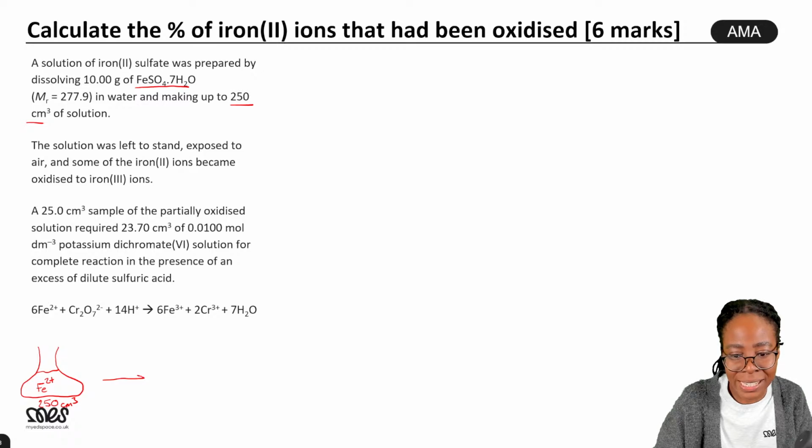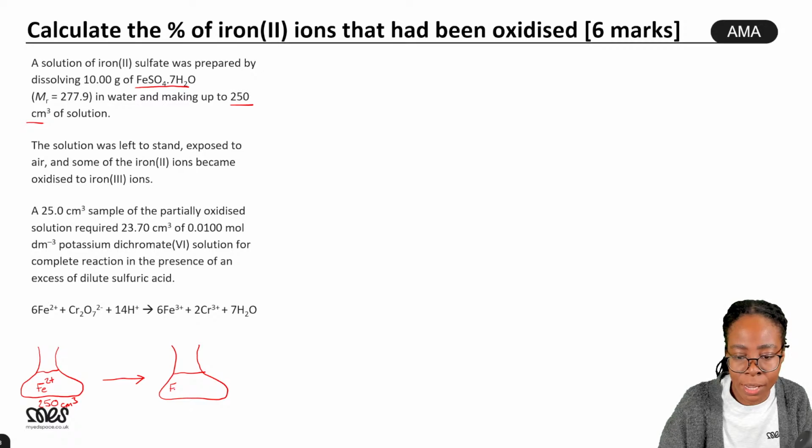Then when we leave it to stand, some of that iron 2 plus is being oxidized to iron 3 plus. So now at the end, probably like 6 parts of the calculation, we're going to have some Fe2 plus and also some Fe3 plus.